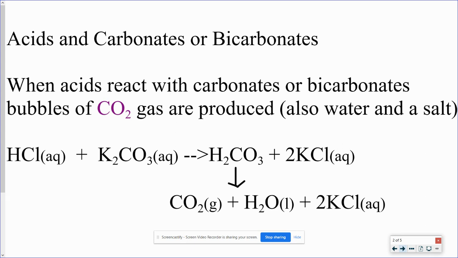Also, acids will react with carbonates or bicarbonates. So hydrogen carbonate is a bicarbonate, and we all know baking soda and vinegar. The one on here is hydrochloric acid with potassium carbonate. All of those, it's a double replacement reaction. The H of the acid and the cation of the other substance are going to switch places.